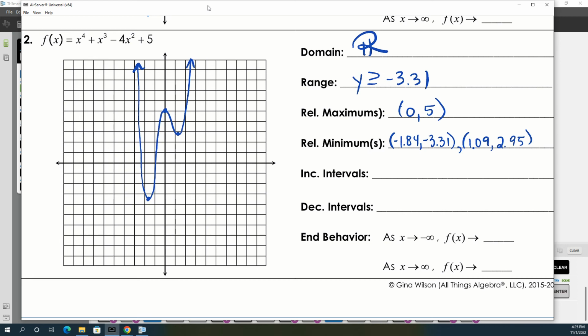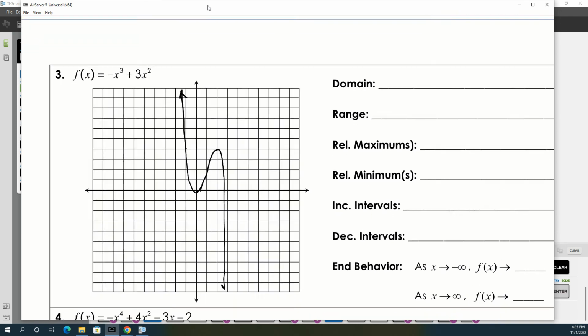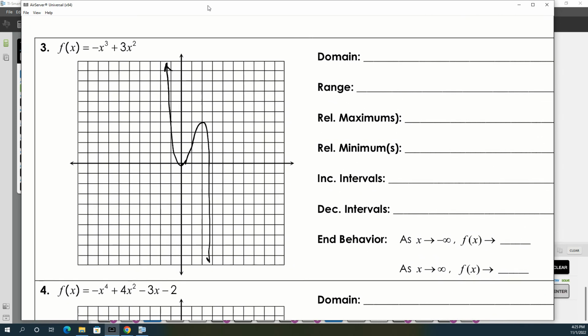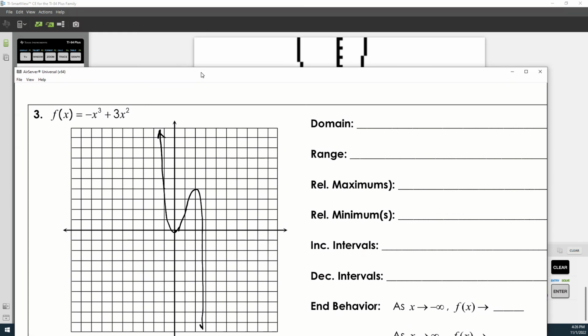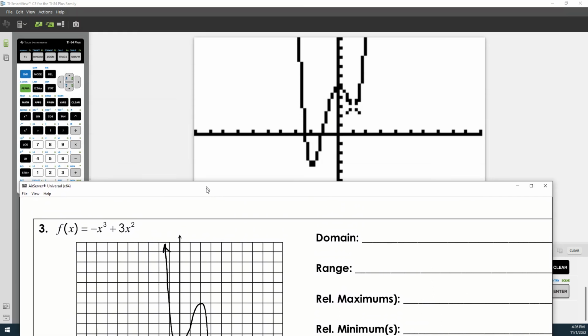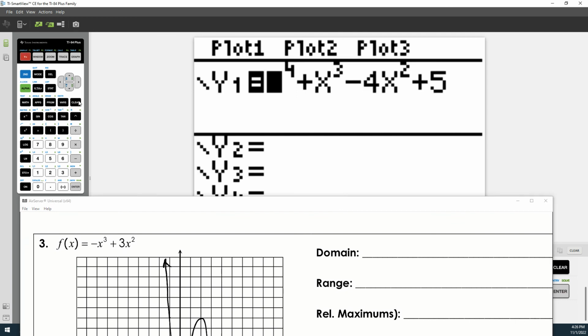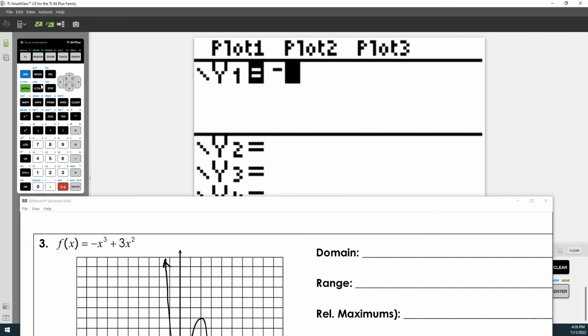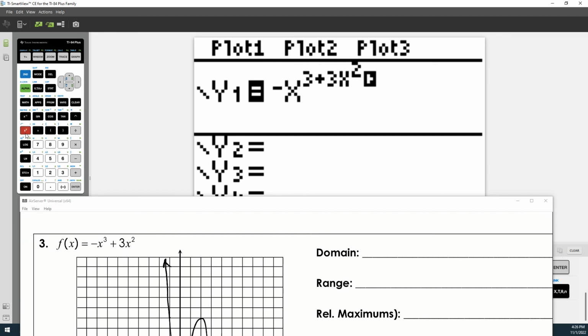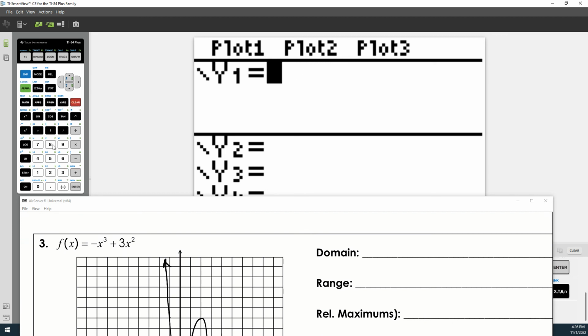All right, so the next 3 graphs I have it graphed already on your paper, so we're not going to worry about doing that every time. But we still will have to type them in the calculator to find the relative max and minimums. Whoops, don't do it like I did it. Let me start over. Make sure, I said this at the beginning of the video, that you come down from that exponent.